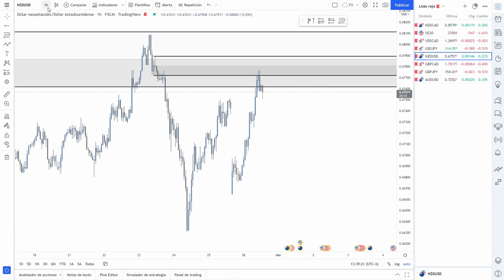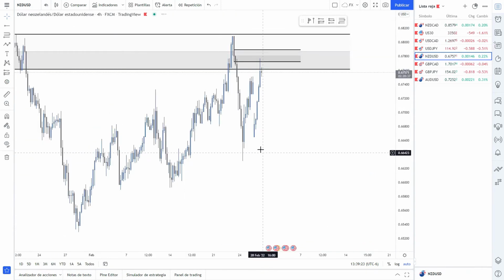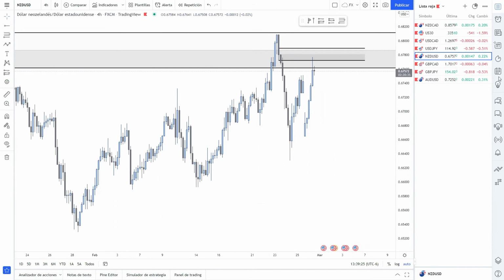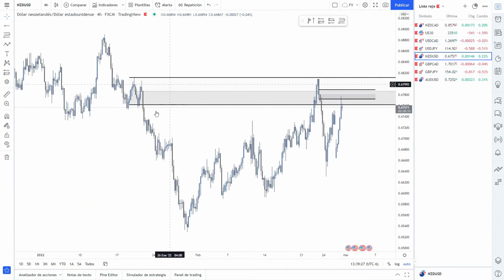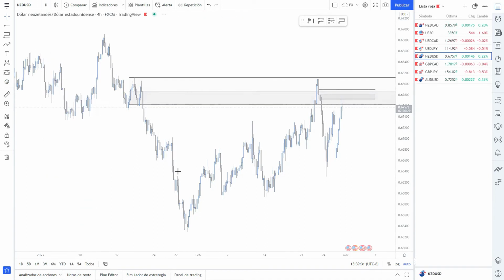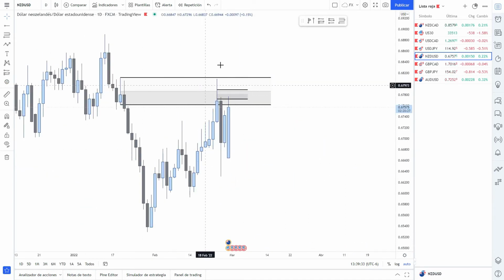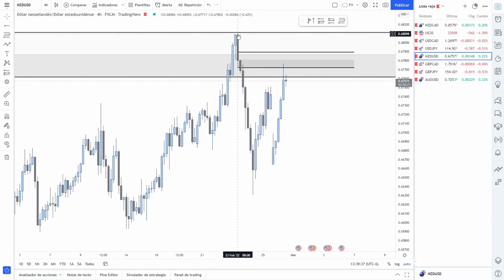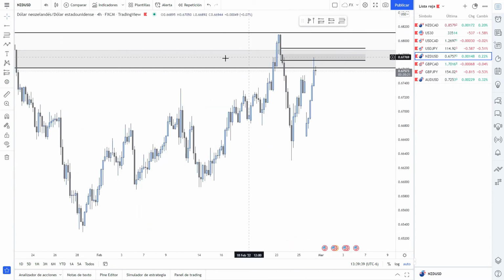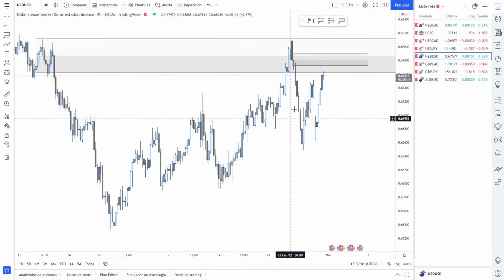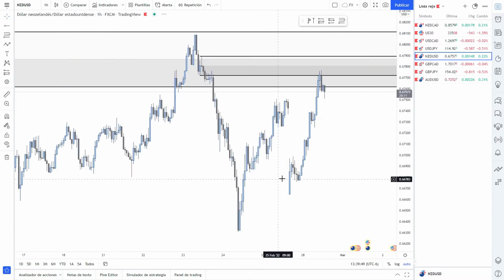NCD dollar is basically doing the same thing as NCD cat. We should be taking something into consideration. First, we are right at our daily supply level. Then the 4-hour time frame had this nice rejection. But this level has been tested already. It had the first test right here, and this is the second test.